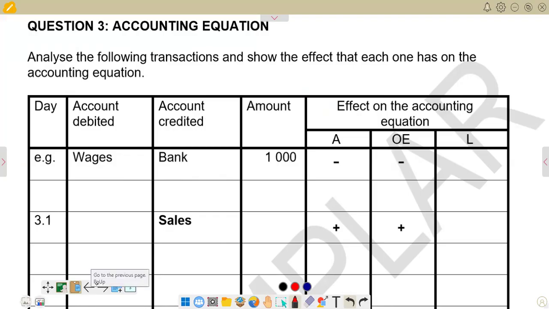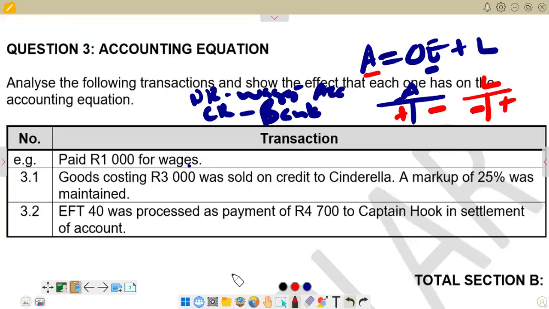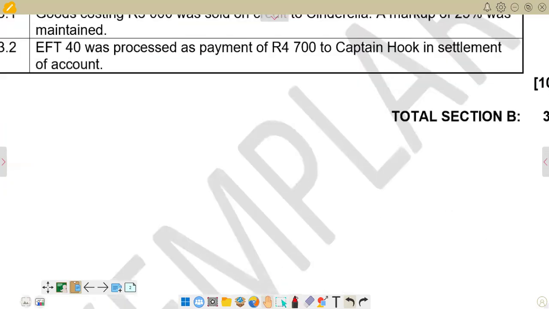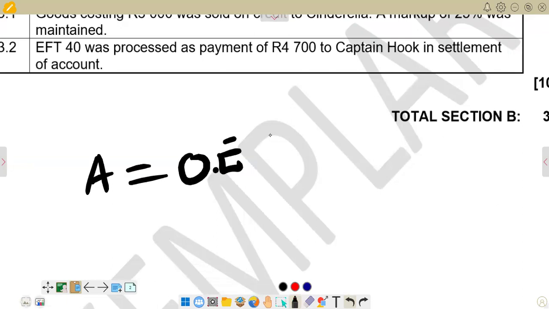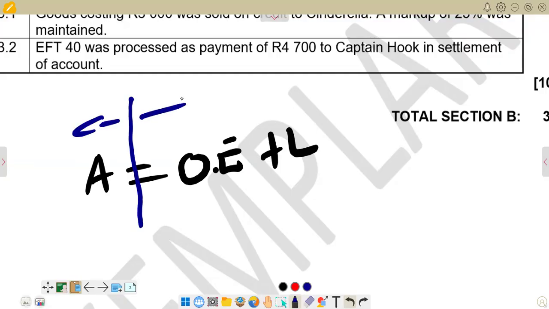If we come here, what we have to take note of is that we have our accounting equation, whereby our assets equal our owner's equity plus our liabilities. We have a demarcation where we put two sides: this side of the equal sign, which is the left-hand side, and then the right-hand side.